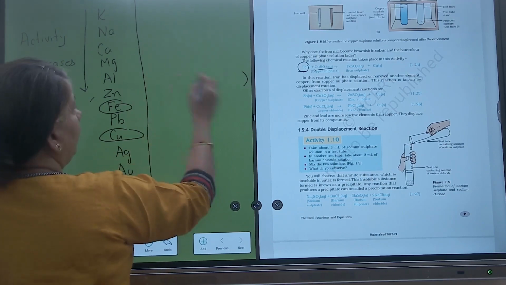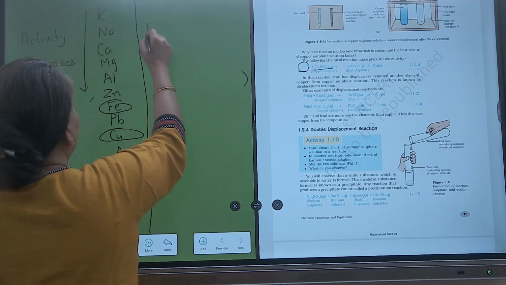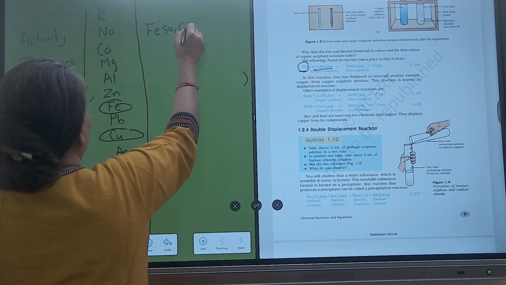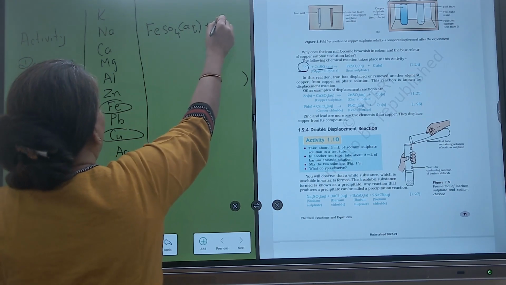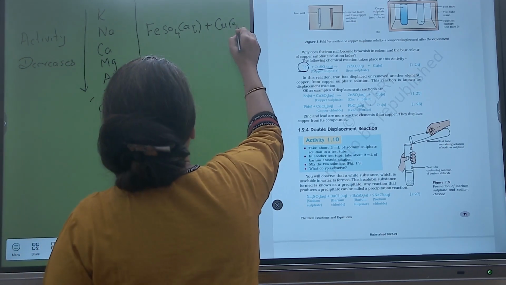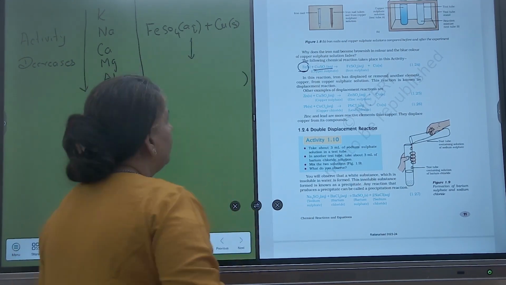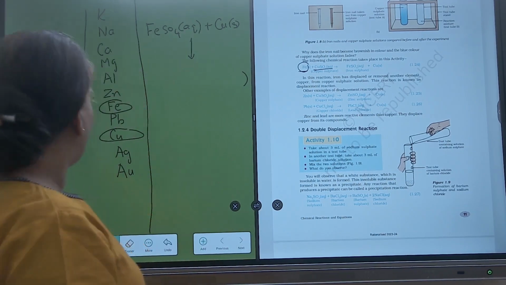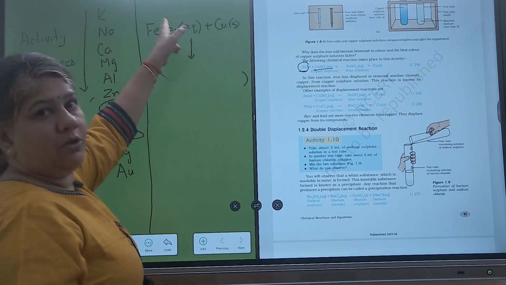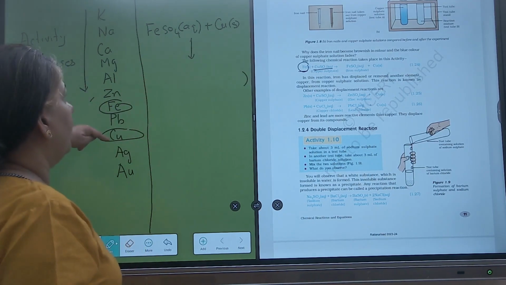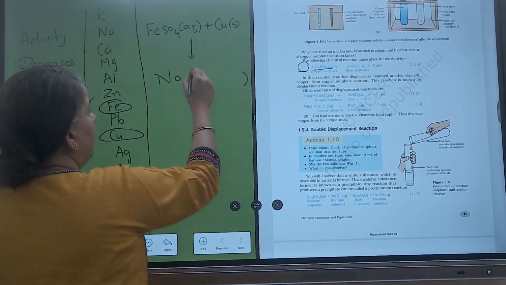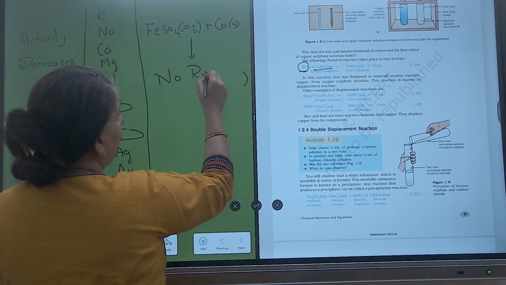See, if we reverse this reaction and write down, if you are given FeSO4, ferrous sulfate aqueous solution, and we add copper metal to it, pieces of solid copper, what will happen? So you must be again thorough with the activity series. The metal which is being immersed in this solution is lower than iron. So here no reaction will take place.